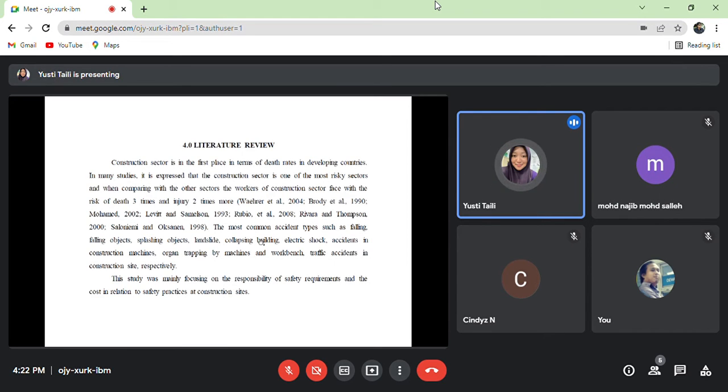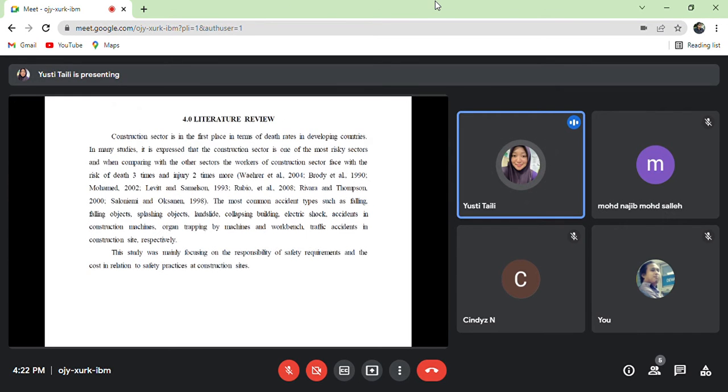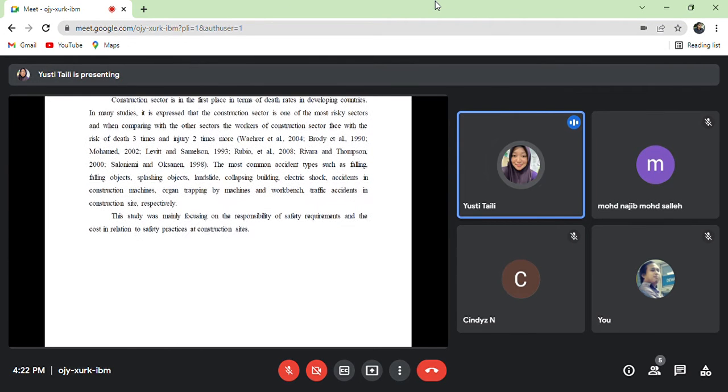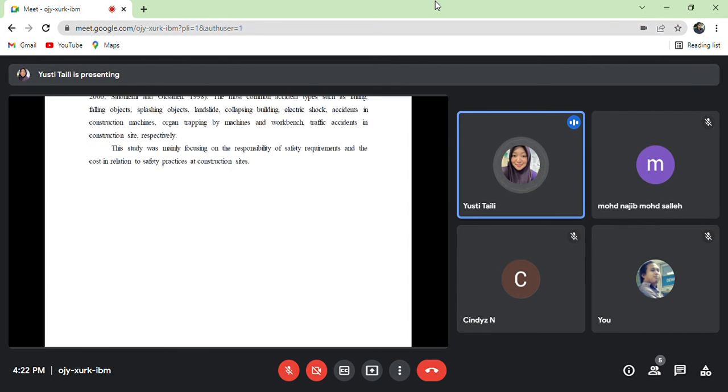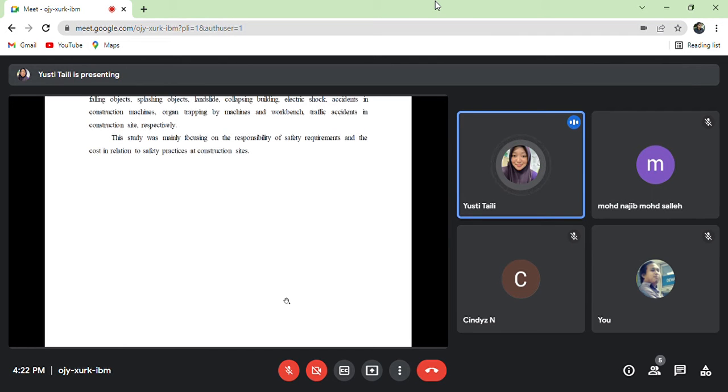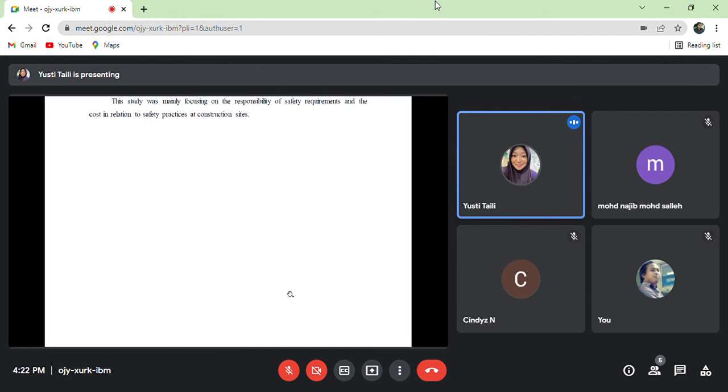The most common incident types are falling objects, smashing objects, landslides, collapsing buildings, electric shock, accidents with construction machines, organs trapped by machines, and workbench traffic accidents on construction sites, respectively. This study mainly focuses on the responsibility for safety requirements and the cost in relation to safety practice at construction sites.